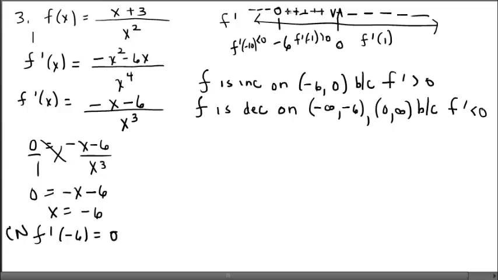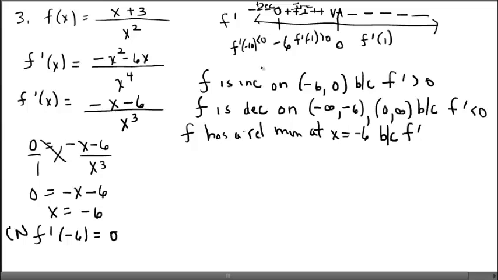But I do notice that I do have a minimum because my slopes do change from negative to positive here, which indicates that the function is decreasing to 0 slope and then turns around and starts to increase. So f has a relative min at x equals negative 6 because the slopes, f prime, these are the f prime values, these are going to be negative values and positive values, change from negative to positive. So that's the information that we can gain from that.